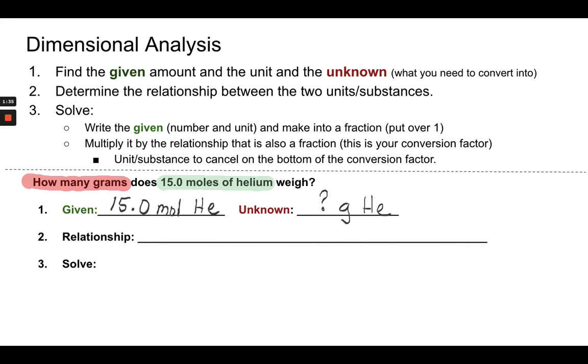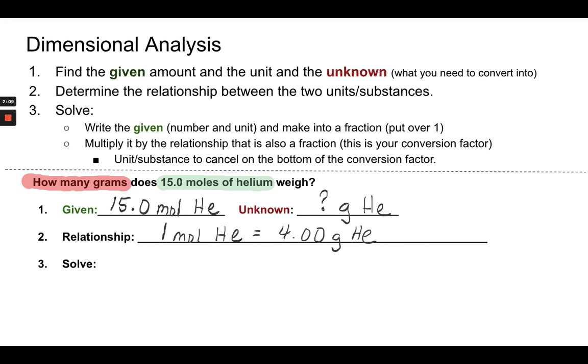So we need a relationship that links those two units. Remember that this relationship is a definition that never changes, kind of like how 1 foot is always 12 inches or 1 day is always 24 hours. Just a quick reminder that you will find this relationship on the periodic table. 1 mole of any element is equal to the mass that you see on the periodic table in grams. So 1 mole of helium weighs 4 grams of helium. That relationship will become our conversion factor.